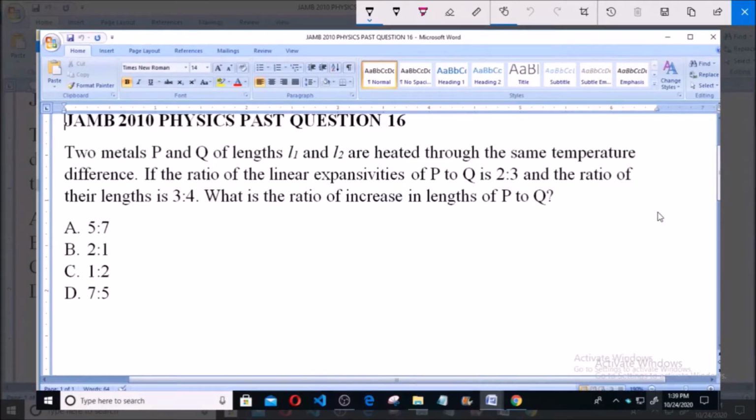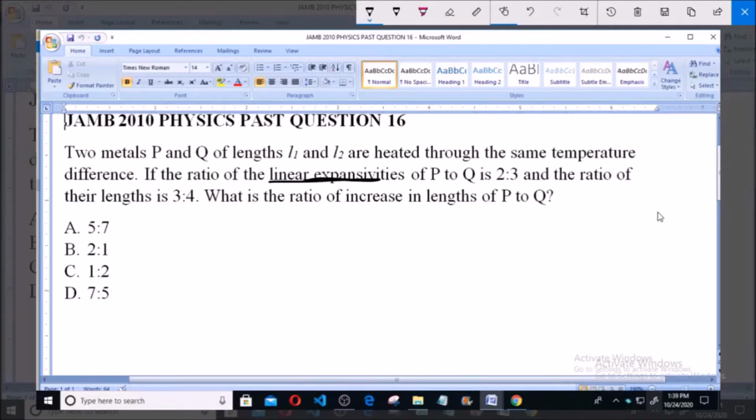Two metals P and Q of length L1 and L2 are heated through the same temperature difference. If the ratio of the linear expansivities of P to Q is 2:3 and the ratio of their lengths is 3:4, what is the ratio of increase in lengths of P to Q? A. 5:7, B. 2:1, C. 1:2, D. 7:5.